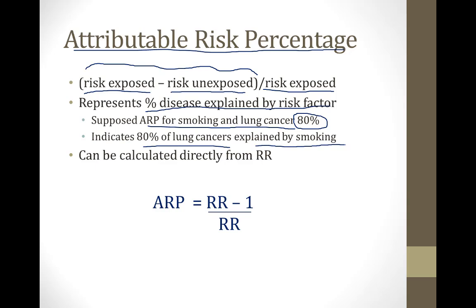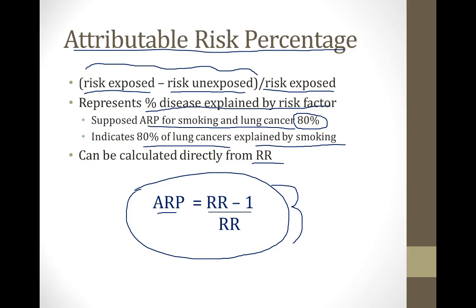Another nice thing about the attributable risk percentage is that it can be calculated directly from the risk ratio. I won't go through all the math to derive this equation because it's complex, but suffice it to say that the ARP is equal to the risk ratio minus 1 divided by the risk ratio. So once you know the risk ratio, you can very easily calculate the attributable risk percentage. And then, as I said before, that's a number that's easy for people to understand because it tells you how much of the disease is explained by that risk factor.